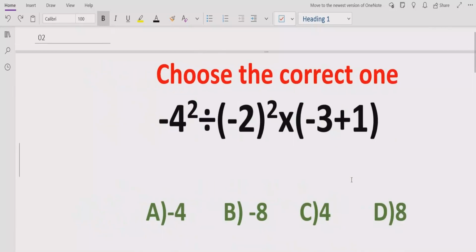Today we will solve another quiz which is related to arithmetic expression. The quiz contains the basic operations plus, minus, multiplication and division. So we have to solve this quiz using the PEMDAS and BODMAS method to find out the correct answer. In the answer list we have 4 answers: -4, -8, 4 and 8. So let's see after solving it which answer is correct.